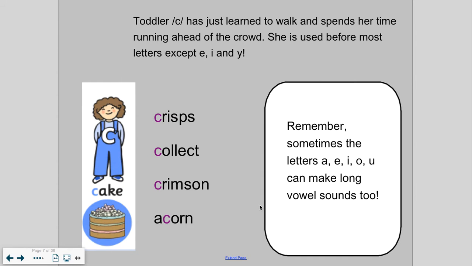Toddler has just learned to walk, and she spends all of her time running ahead of the crowd, being super busy. So, because of this, she is used before most letters in the alphabet. In fact, all of them, except for these three, E, I and Y. So, we might see her in words like crisps, collect, crimson and acorn. The letter C is the most common way we would spell that k phoneme, and we'll see her quite a lot.